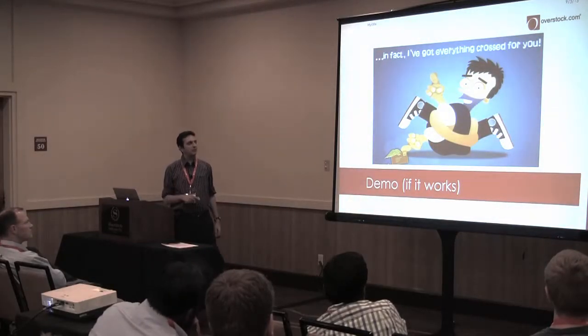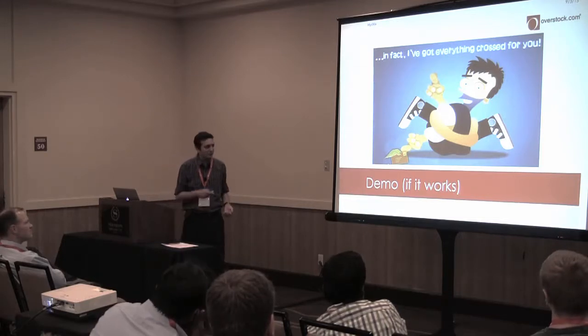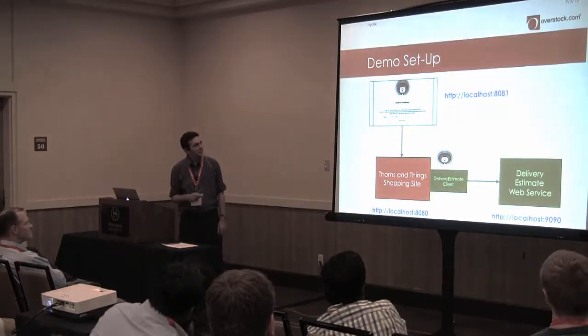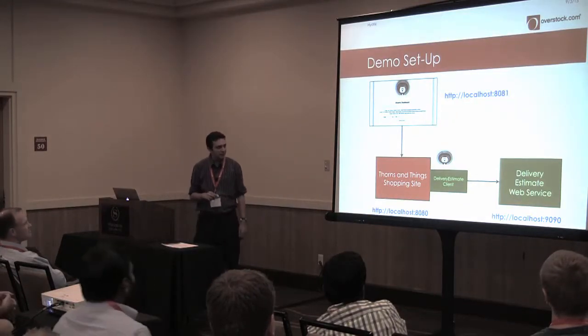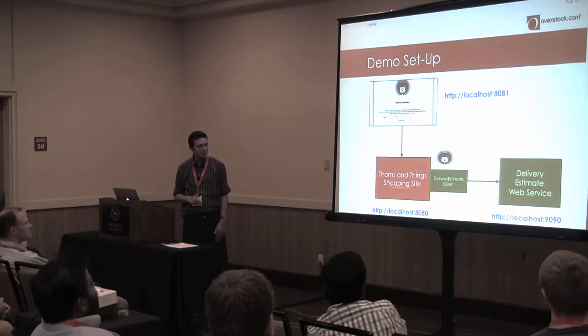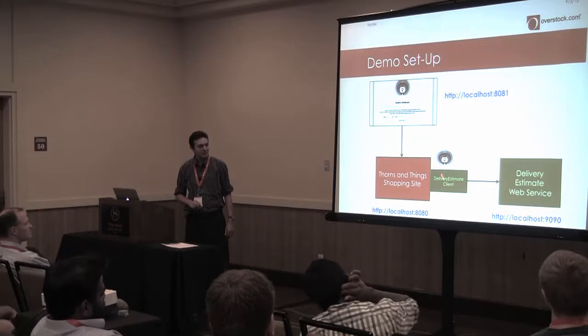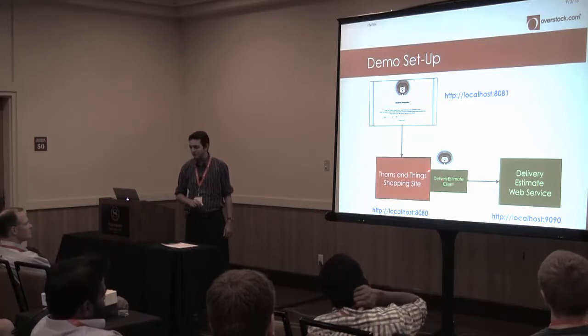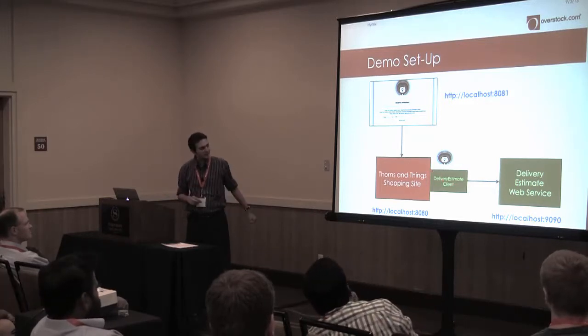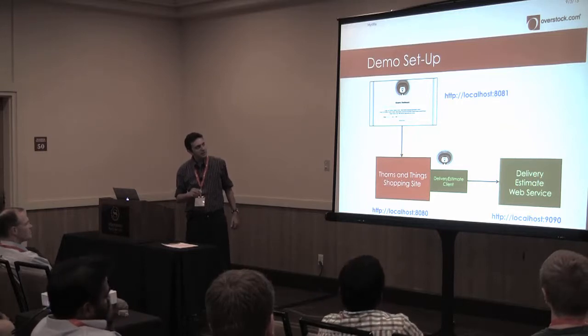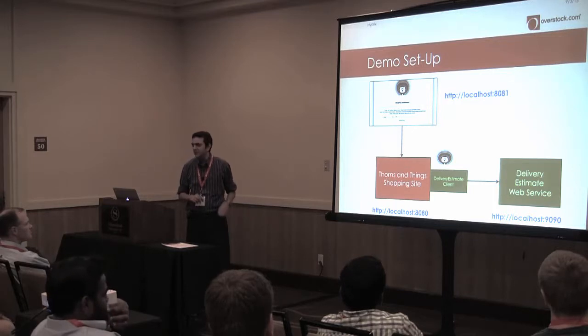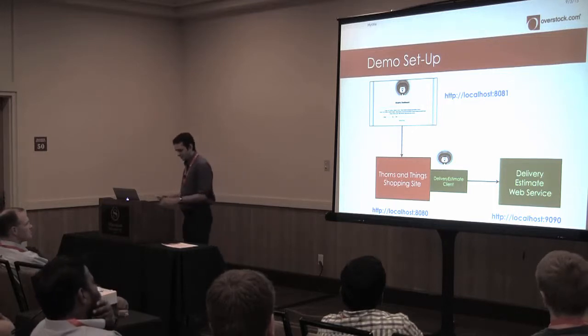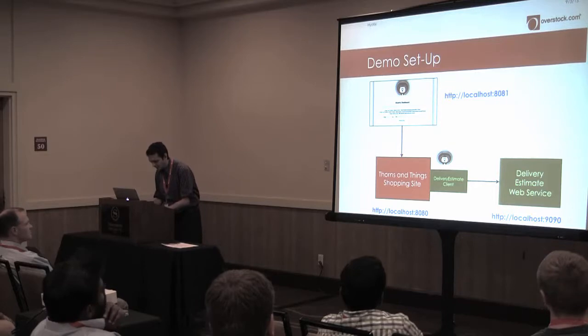So now, I'm going to try to do a demo, if it works. Okay? Again, the demo gods need to be kind. For the demo, this is the setup that I have. I have my Constantine's website, which uses the delivery estimate client to make a call to the delivery estimate web service. The delivery estimate client itself is Hystrix enabled, so it's quite resilient. And this is the Hystrix dashboard that's talking to the metrics being generated by Constantine's to display its graphs. So I'm going to briefly exit out of the presentation.